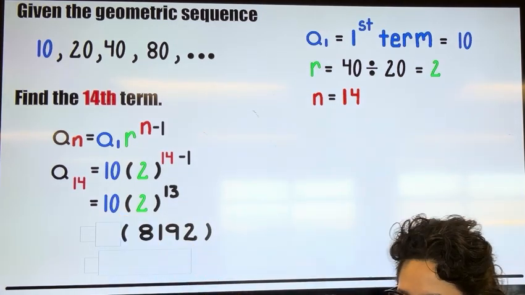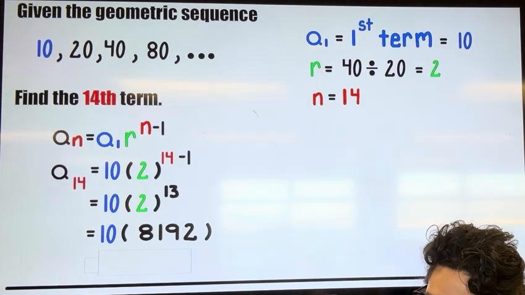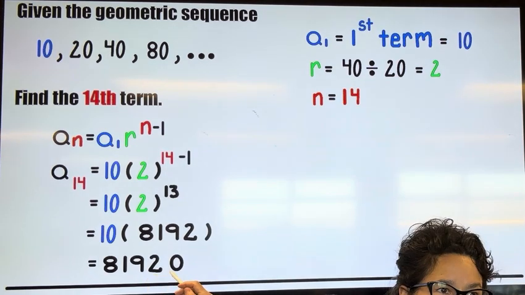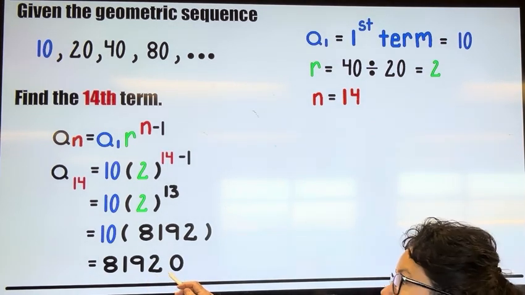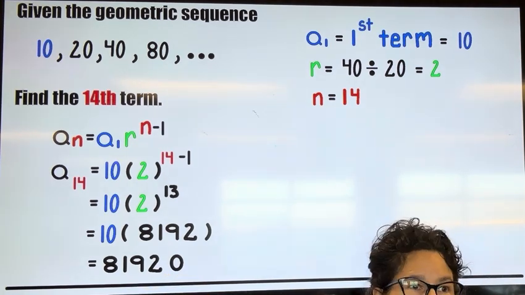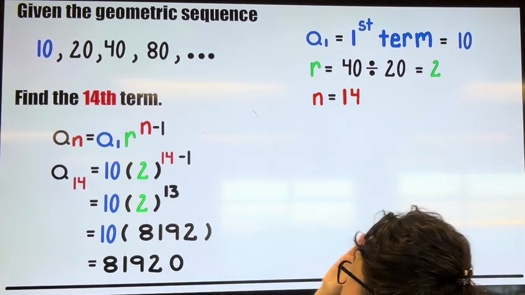We still have times 10. And then finally multiplying those two together, I end up with 81,920. When you type this into the computer program, don't put a comma, just like you wouldn't type a comma into a calculator. So avoid the comma there.